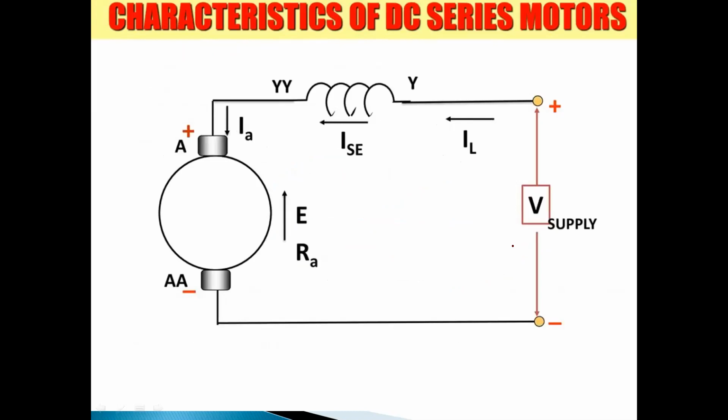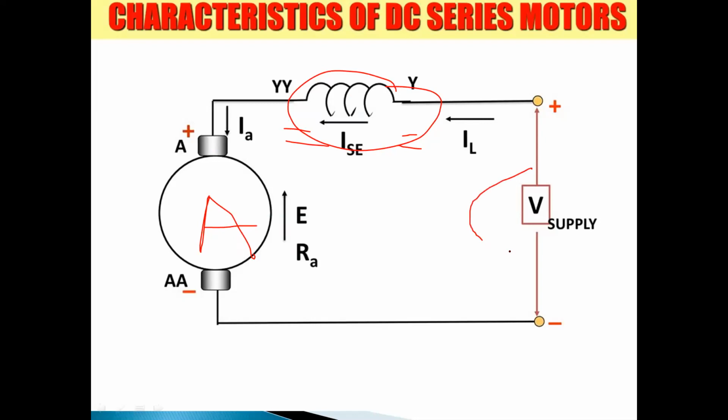Next, the series motor characteristics. Series motor means this armature and this field are both connected in series. So the load current is equal to the series current, which is equal to the armature current. All three currents are equal, because all are connected in series.